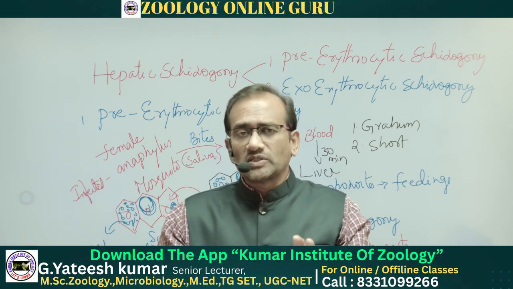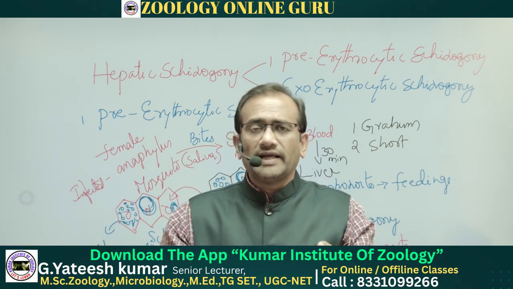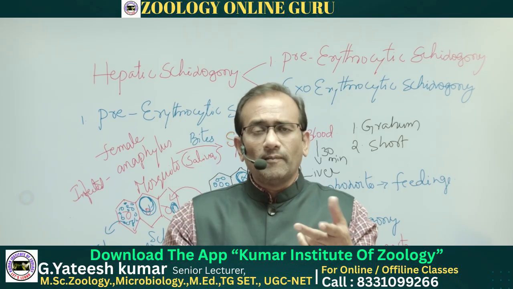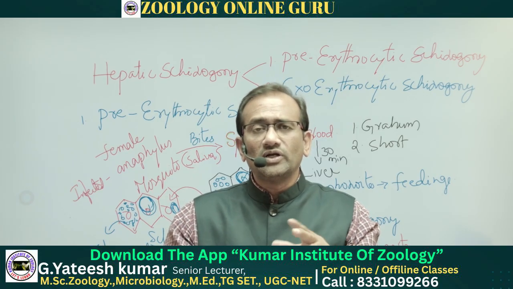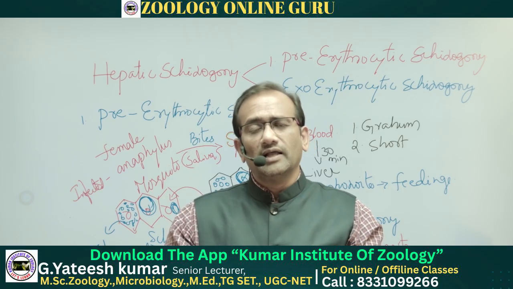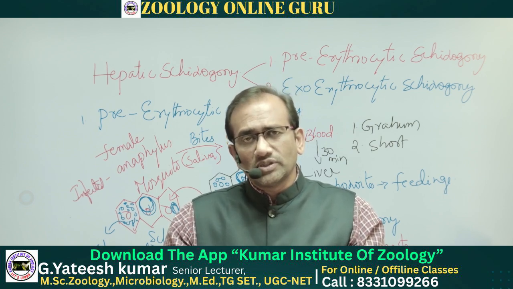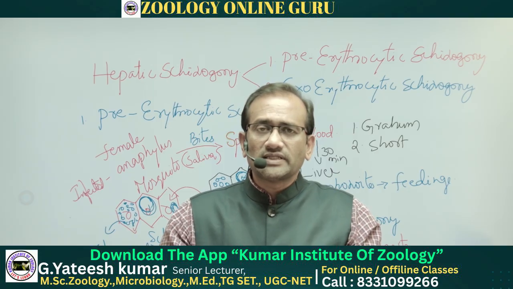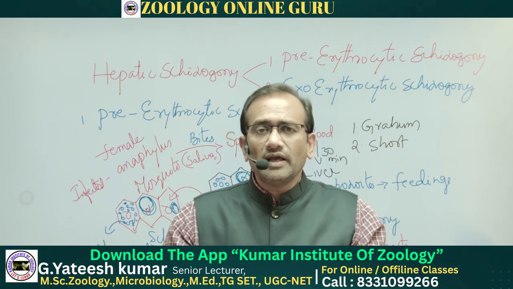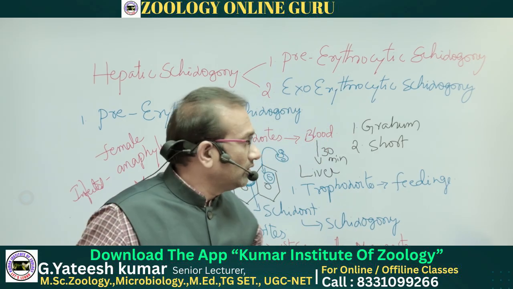The life cycle of Plasmodium in man has two phases. It completes its life cycle in man in two different organs. One is the liver and the second one is the RBC. In the liver, it undergoes once again two stages or two cycles. One cycle is known as the pre-erythrocytic cycle.